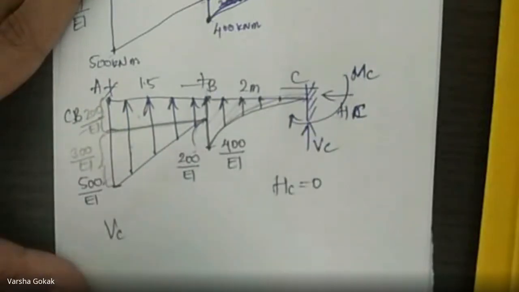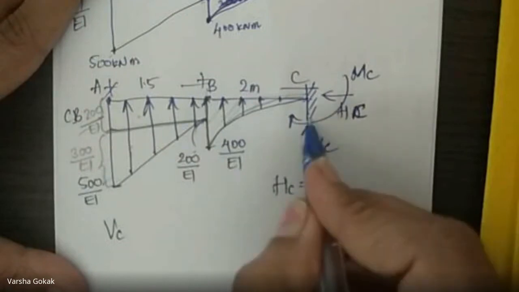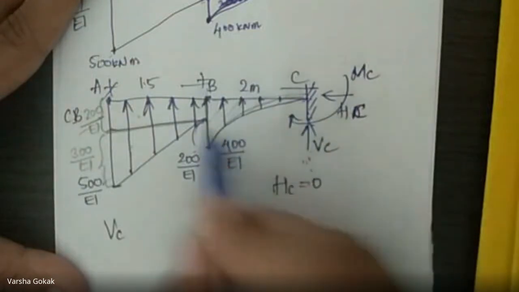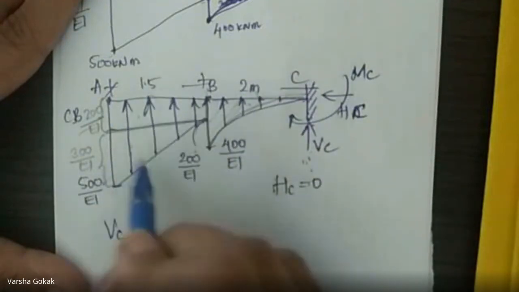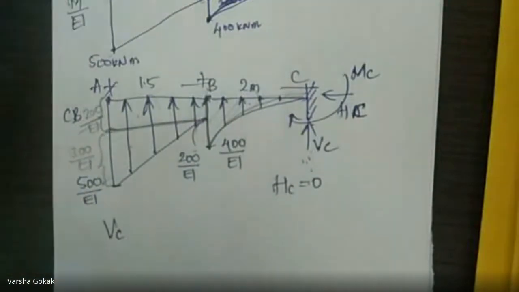I need to find the value of VC, that is the reaction at C. So what I do, I will take all this. Plus, since it is going upward, plus VC, and then the area of this rectangle goes in plus, and the area of this triangle goes in plus.